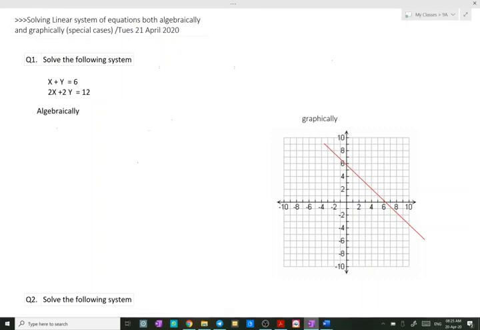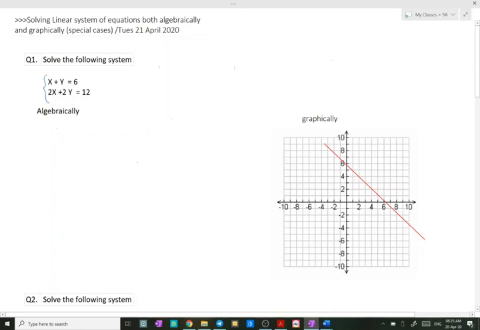Solving a linear system of equations both algebraically and graphically for special cases. We have these two equations that form a system. We need to solve them. First, we need to solve them algebraically.